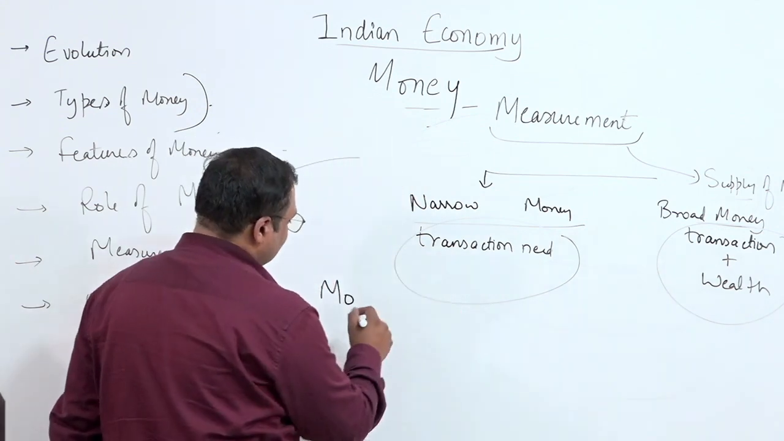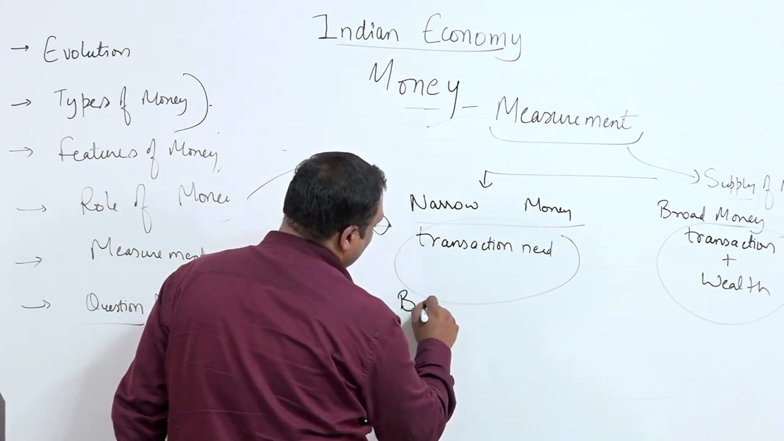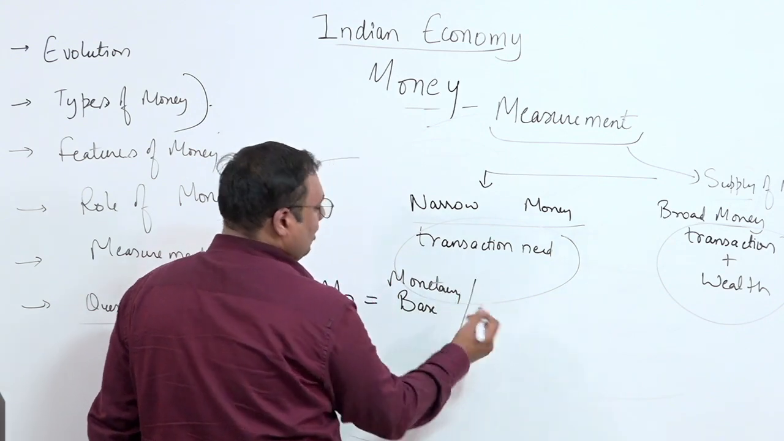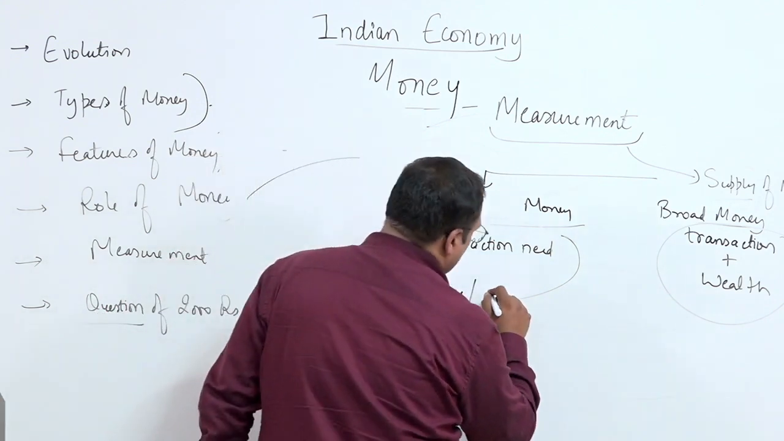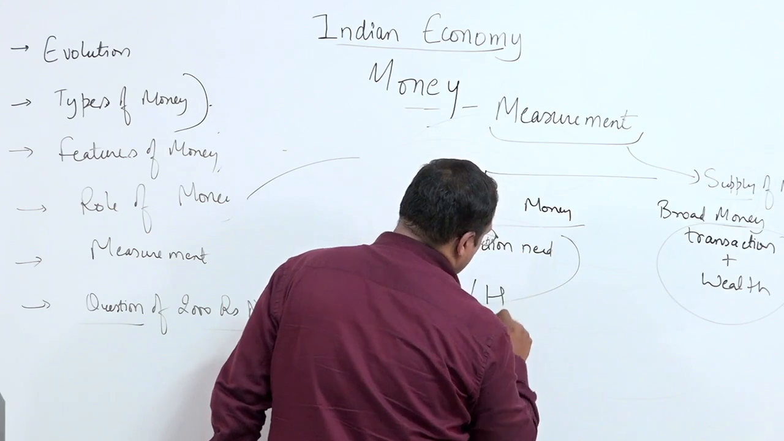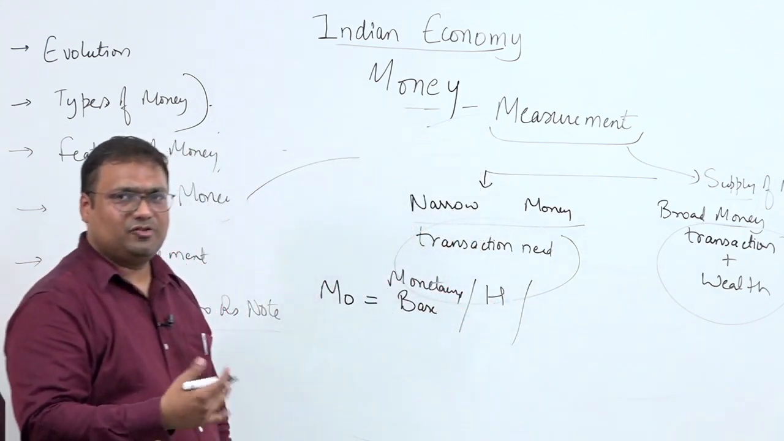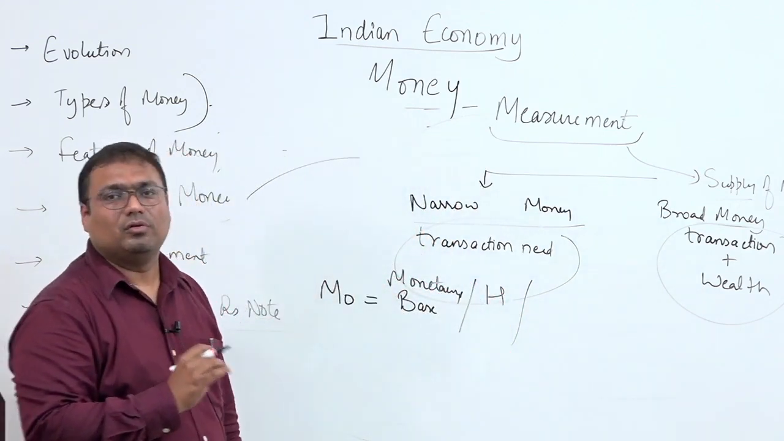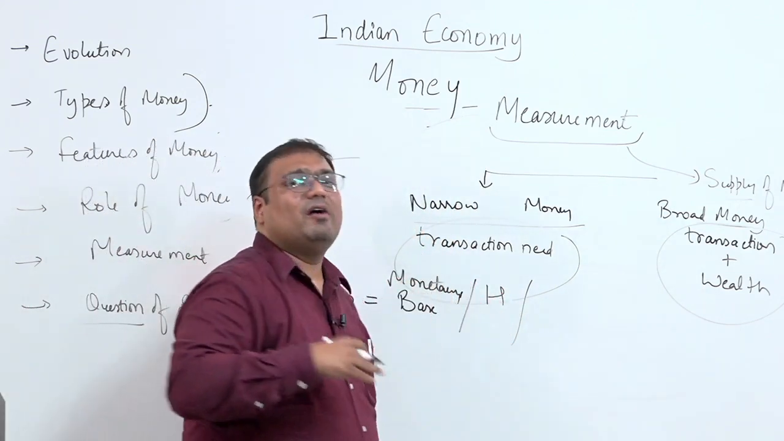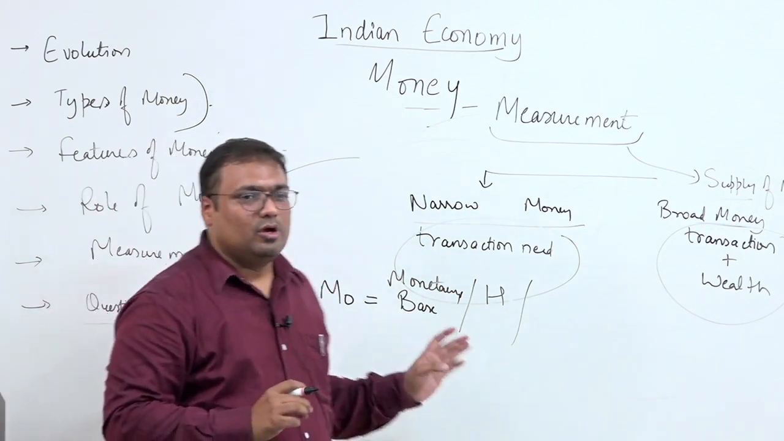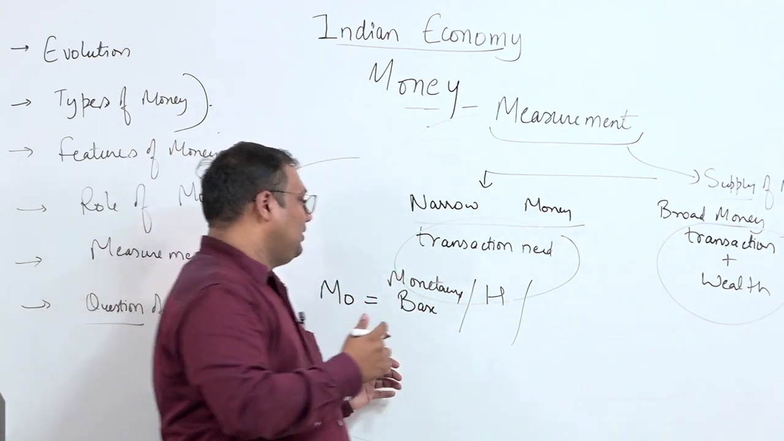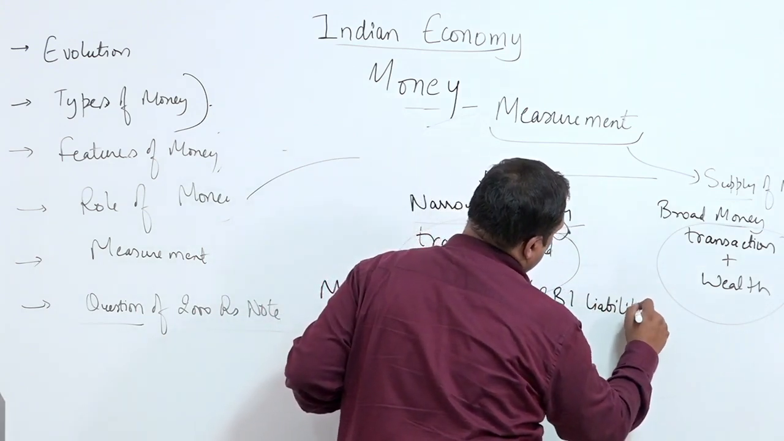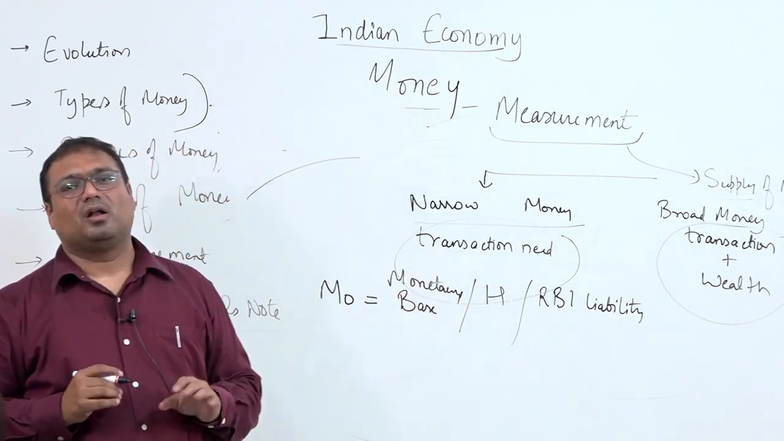M0 is base, monetary base, also called H, high powered money. H is a term which is used for high powered money. So it is the same as M0. And in order to have better understanding of M0, we should define M0 as RBI liability. So M0 is RBI's liability.